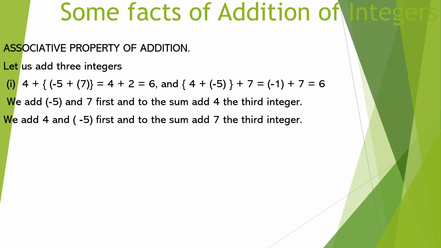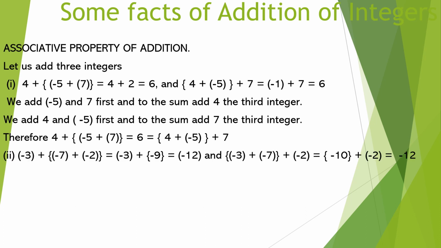So we see here that minus 5 and 7 first, and to the sum add 4, the third integer, we get the same answer. In the same way, in the second case also, 4 and minus 5 clubbed together and then 7 added, the third integer, we get the answer as 6 in both cases.